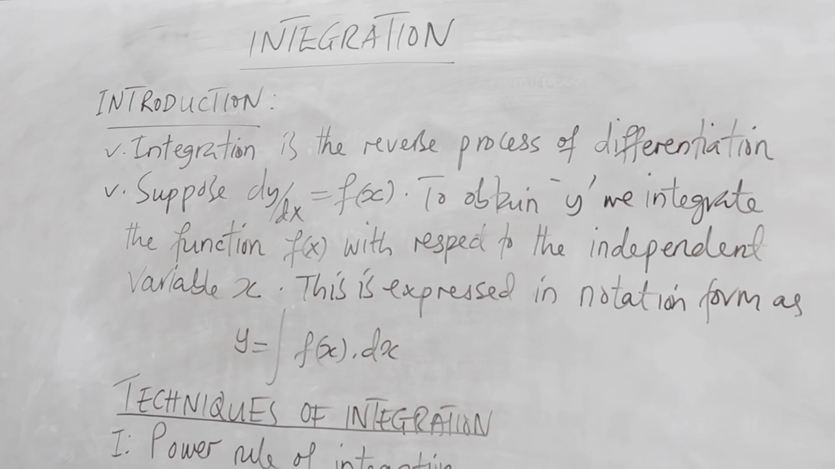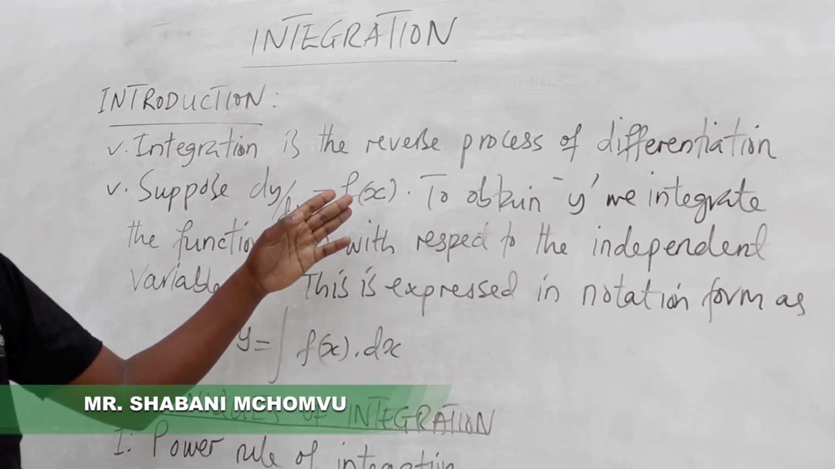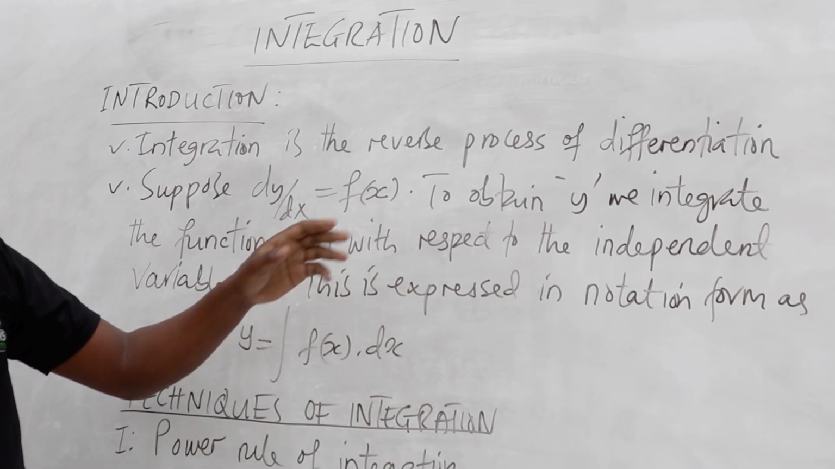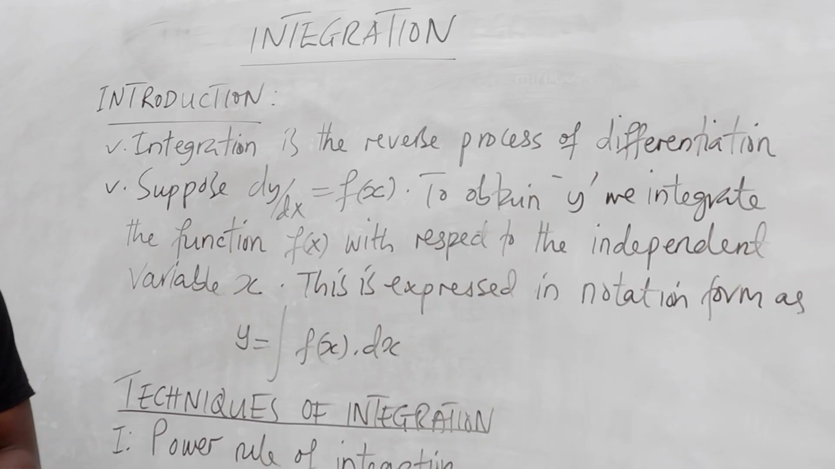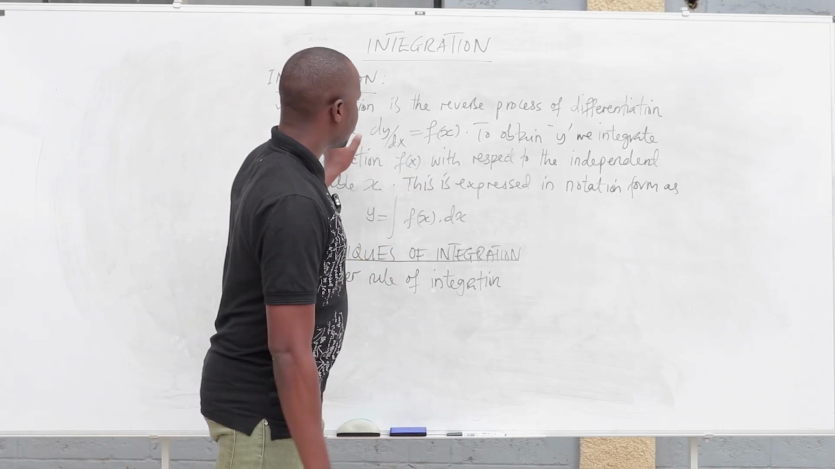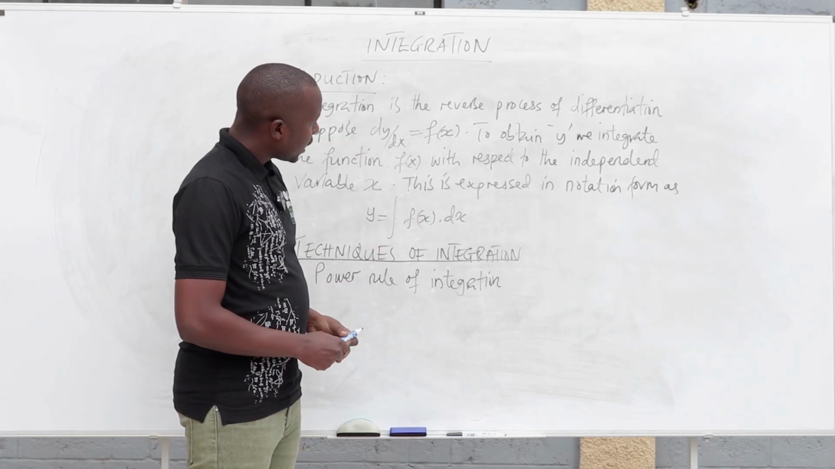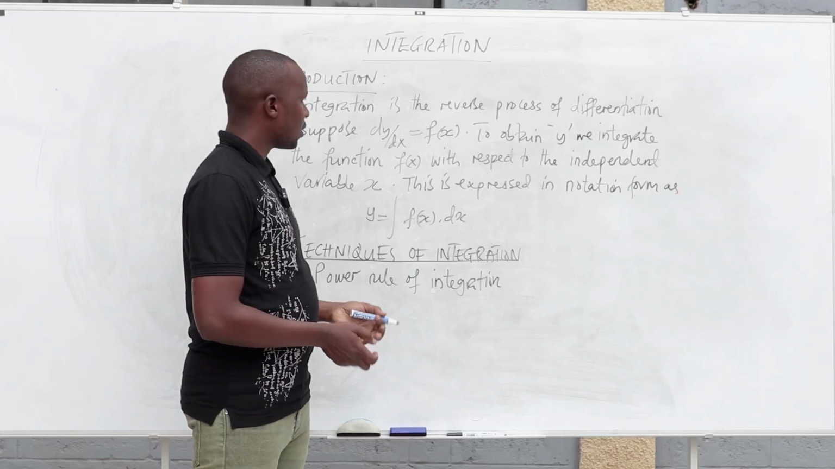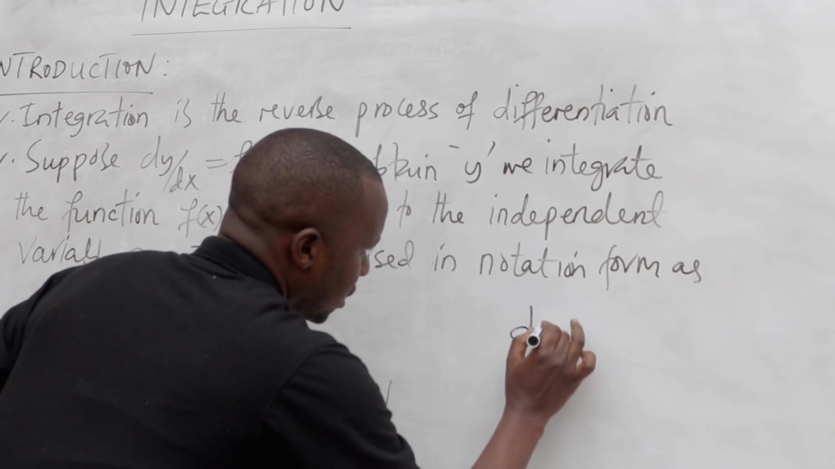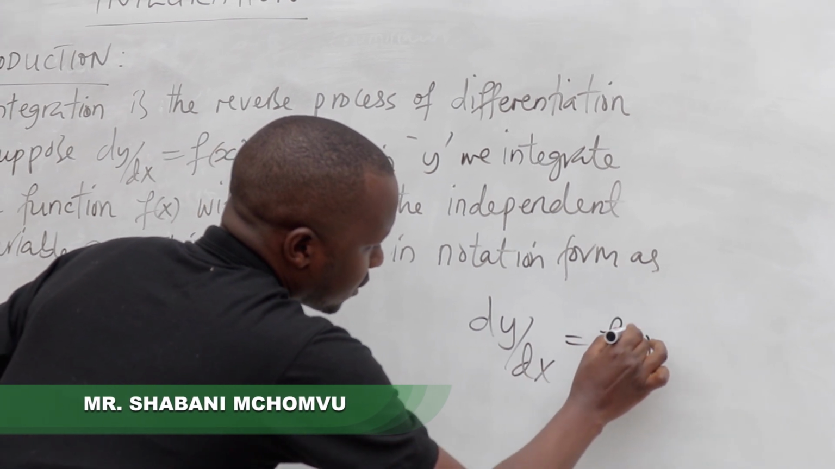Normally, when we integrate it, we need to consider the variable of respect, which is x. If it is not the variable of respect, it means that will be the integration of a constant. So, to obtain y, as I said earlier, we need to integrate. And how do we integrate now? For example, here we have dy dx equals a function of x.